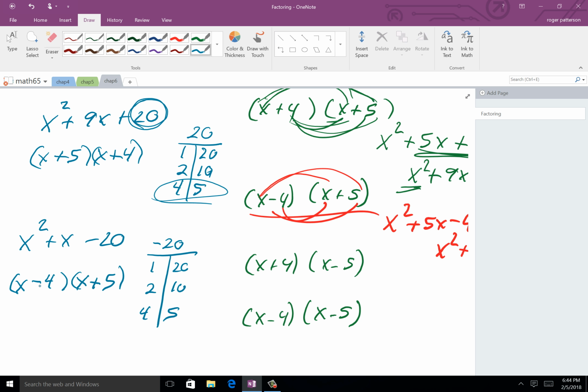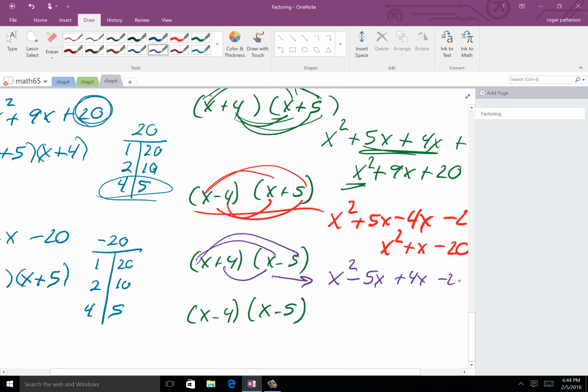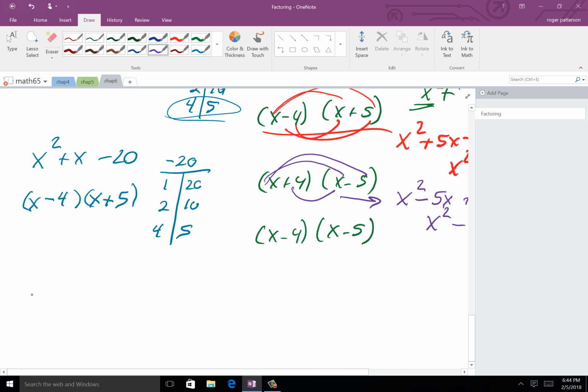So let's continue with this again. Kind of just wanted to drive this home. It's a little bit repetitive, but we'll FOIL this time. We'll FOIL this case. So we're going to have an x squared. But when I do this one, I'm going to have a minus 5x and a plus 4x and a minus 20. So when that one combines, what's going to be our sign on our x this time? Negative x minus 20. Okay? Negative x minus 20. So I can still do the same thing here.